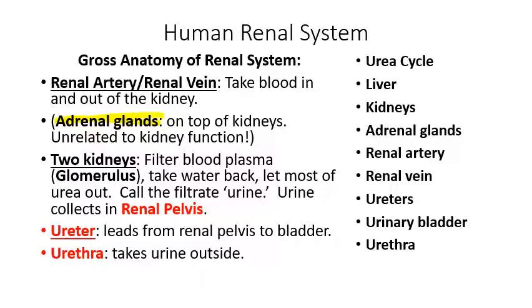So we have two kidneys, of course, that filter the blood. The microscopic filter is referred to as the glomerulus. The glomerulus is a part of the larger structure called the nephron, but a nephron is still microscopic. And the filtrate collects in the renal pelvis, and then it goes out through a couple of tubes called ureters to the urinary bladder, and then outside the body through the urethra.